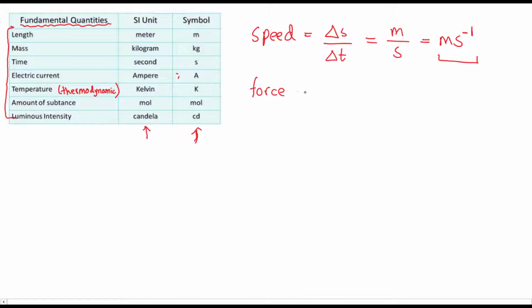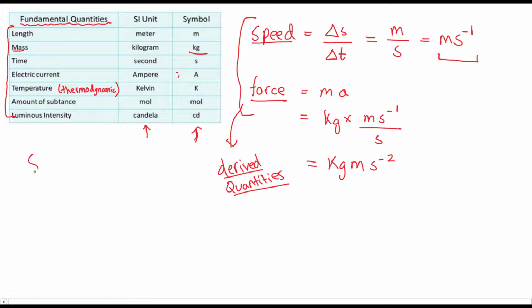So force, we know, is given by mass into acceleration, which can be written in terms of the fundamental units. The unit for mass is kilograms, so kg, into, now acceleration is change in velocity upon change in time, and change in velocity is measured in the same unit as speed, meter per second, upon change in time in second. So it becomes kilograms meters per second squared, like that. These quantities that we've derived are appropriately named derived quantities.